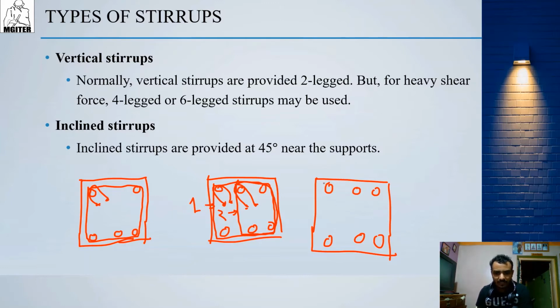So here we have a six-leg stirrup. First stirrup you can see here, second stirrup here, and one more. Here is six leg: one, two, three, four, five, and six. So this is called two-legged, four-legged, or six-legged stirrups.